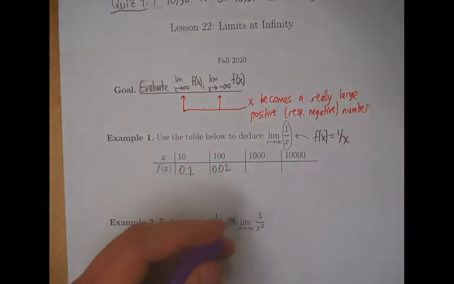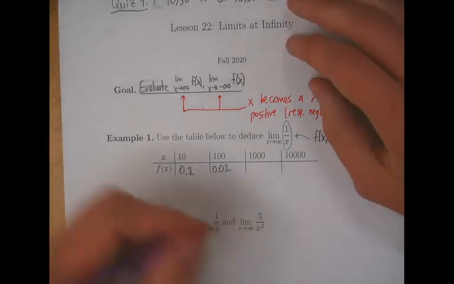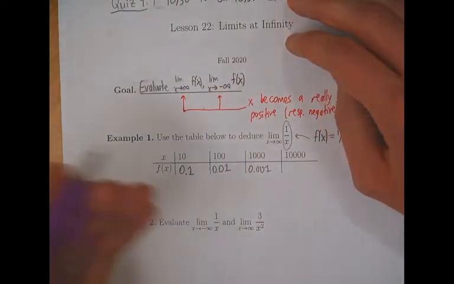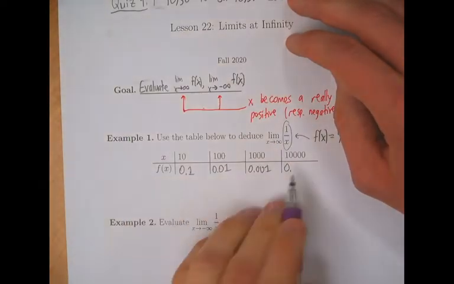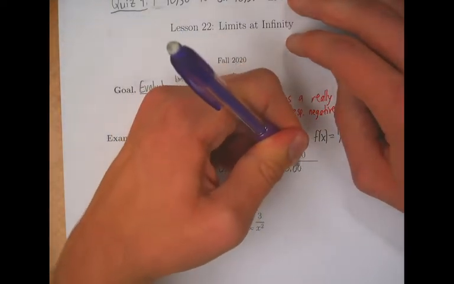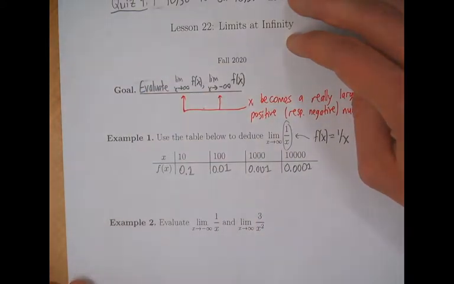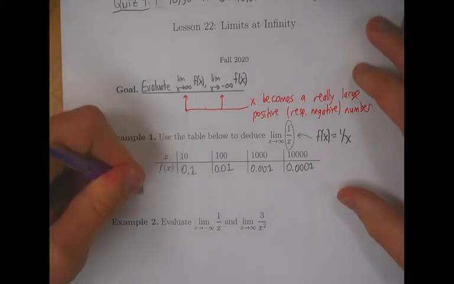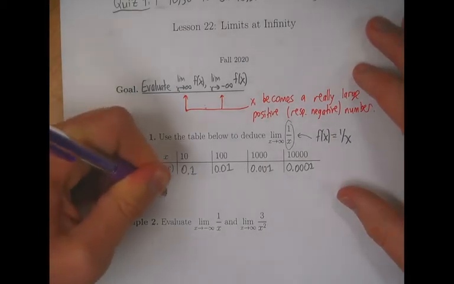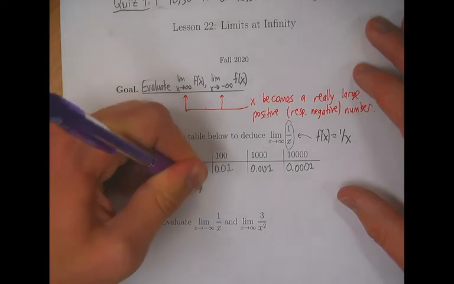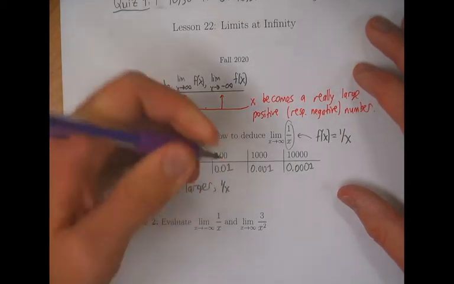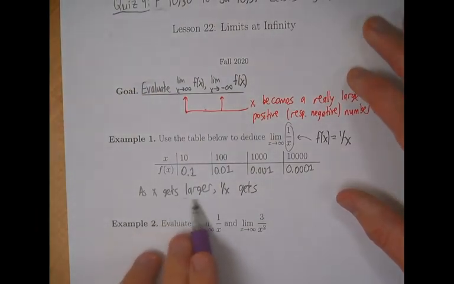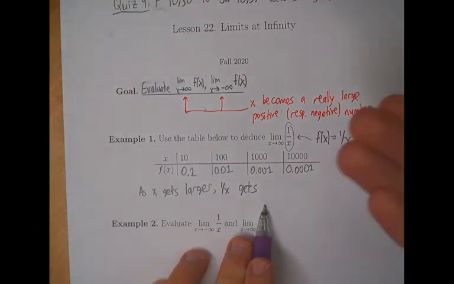And then someone else, what would the next thing be? 0.001. Yep, 0.001. And then from there, you kind of get the idea. If x equals 10,000, it would be 0.0001. Okay? So basically the pattern you notice is that as x gets larger, what happens to 1 over x? So as x gets larger and larger, 1 over x gets smaller and smaller.